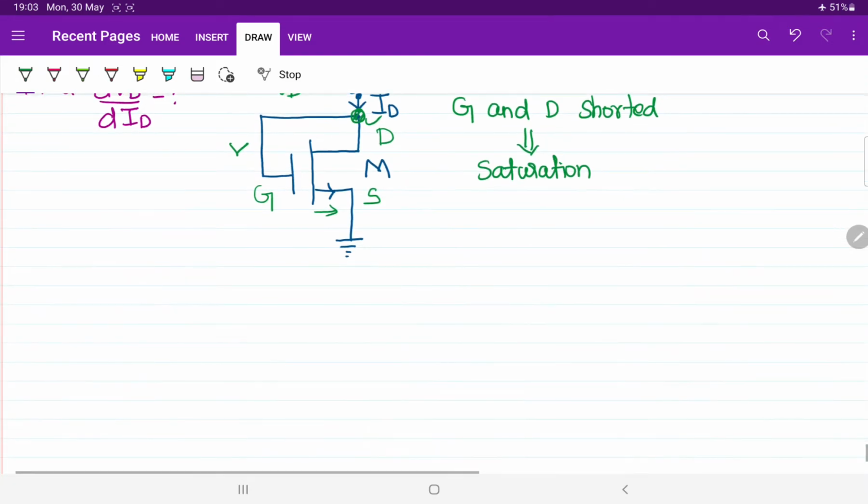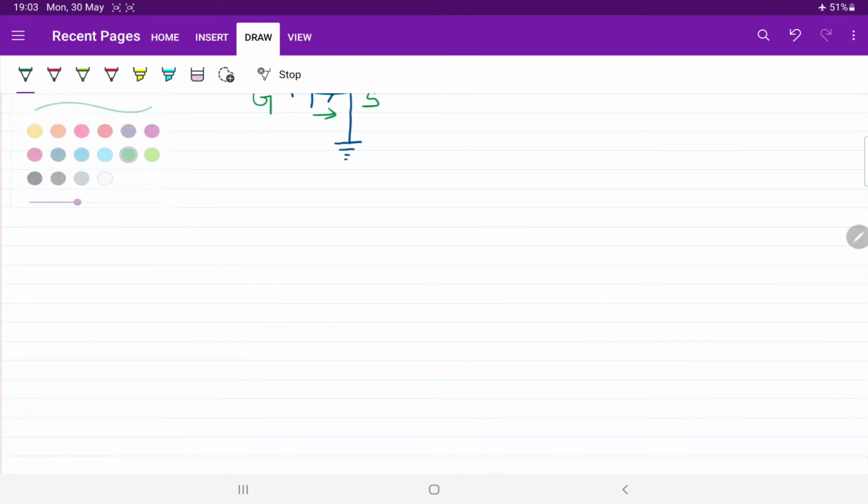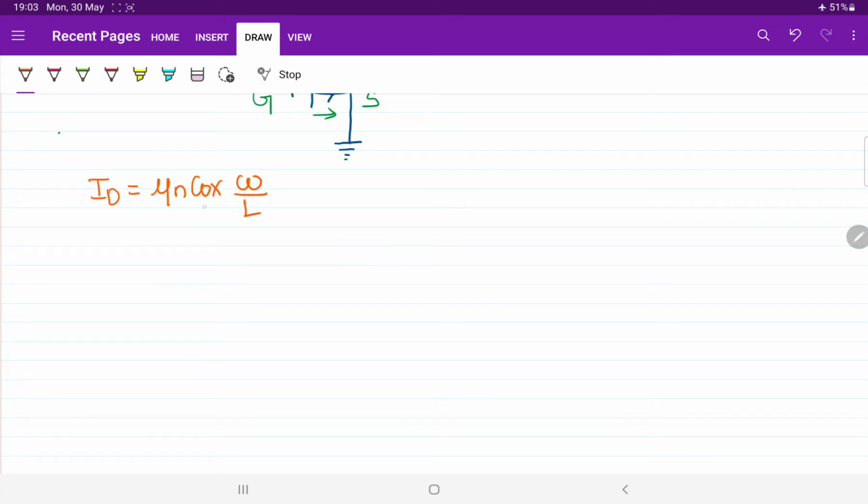So when your MOSFET is operated in the saturation region, what is the expression for the current? How will you write down the current expression? Let me write down the current expression first. Okay sir. So we can write the drain current ID is equal to mu n Cox W by L, and of course there is one more factor, 1 by 2, in brackets (VGS minus VT) whole power 2.